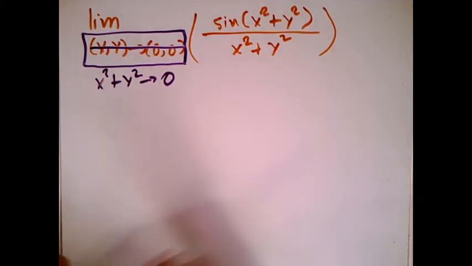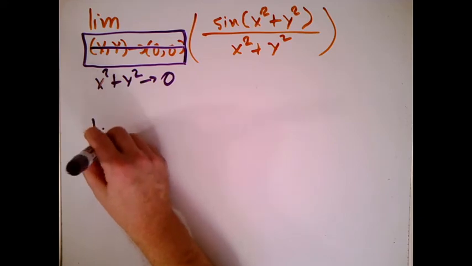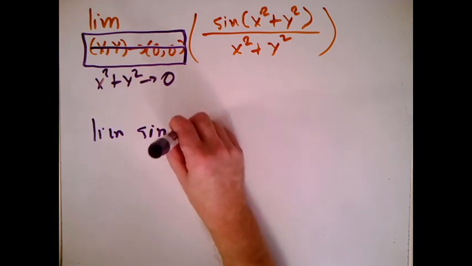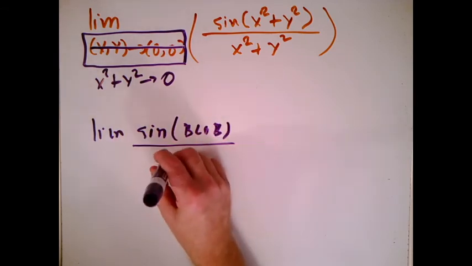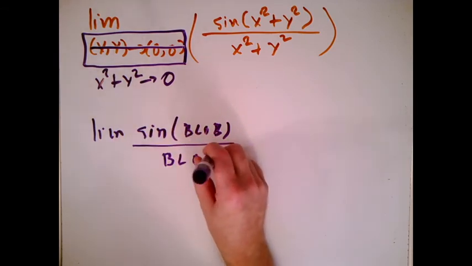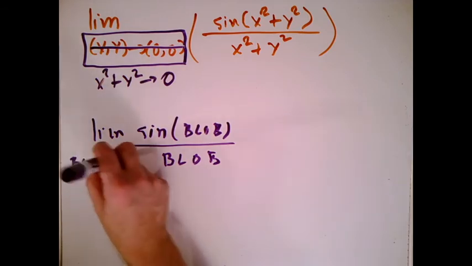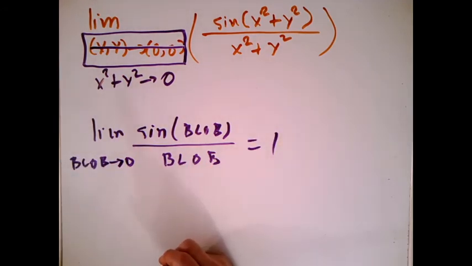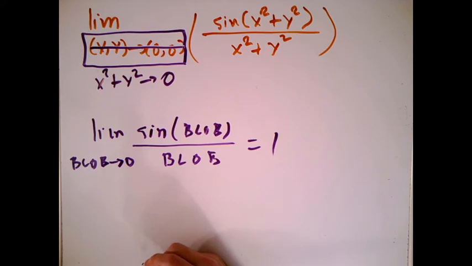And here's why. We want to be able to use this fact from Calc 1 and Calc 2 that you hopefully have seen a lot: that if we have the limit of sine of blob over blob, and as long as blob gets close to 0, the answer is going to be 1. This gets used a lot in Calc 1, it gets used some in Calc 2, but as long as the blobs are all exactly the same, the limit is going to be equal to 1.